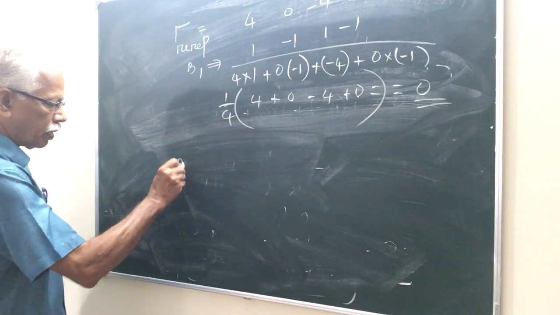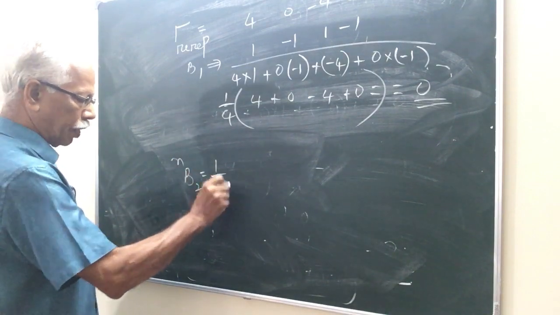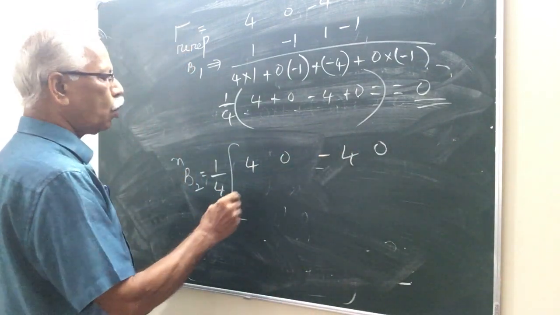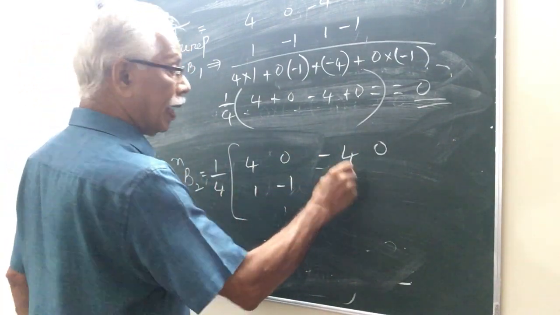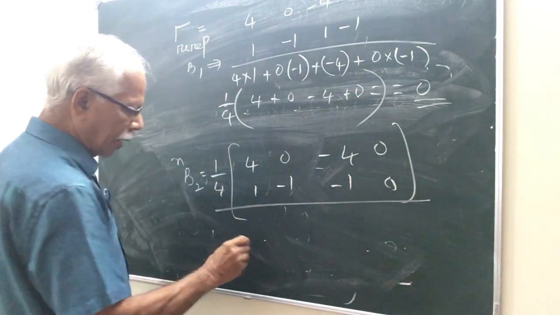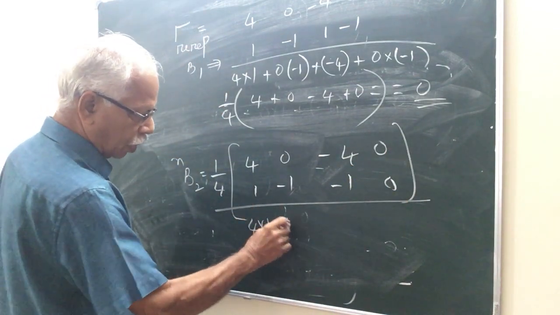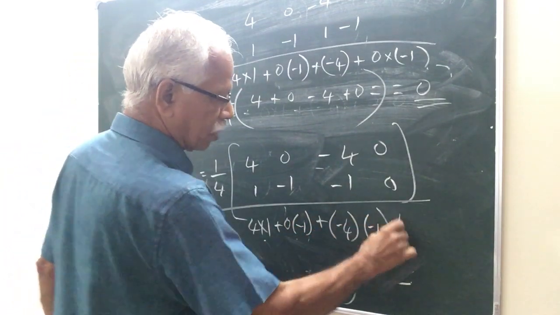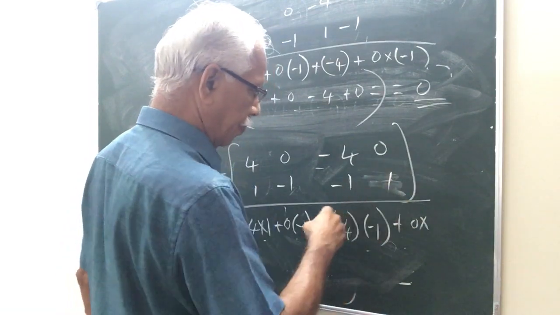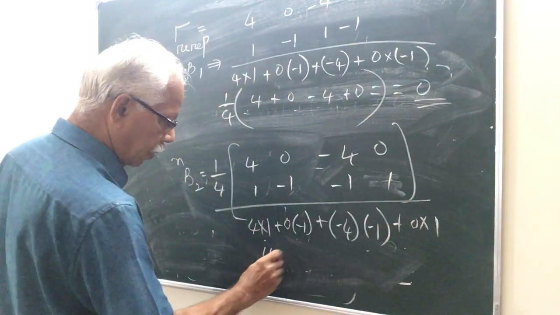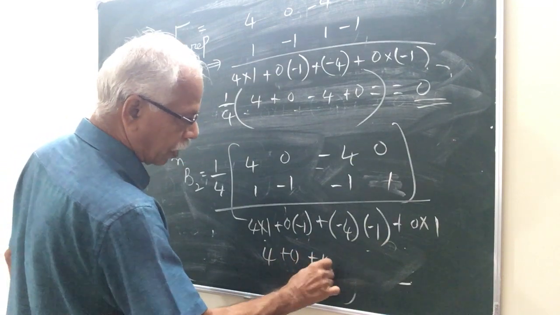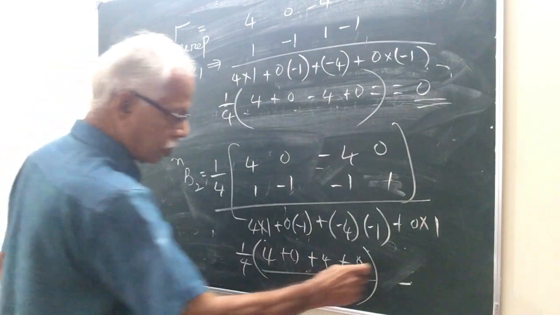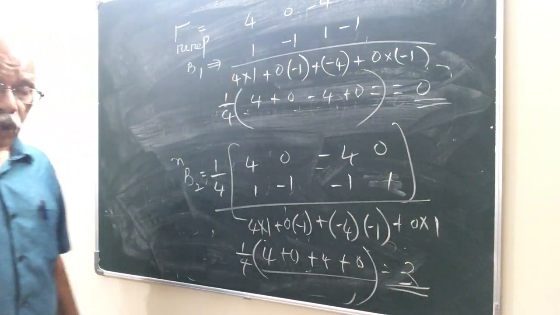The number of times B2 occurs is 1 by 4 into 4, 0, minus 4, 0. B2 means 1, minus 1, minus 1, 1. If you multiply and add: 4 into 1 plus 0 into minus 1 plus minus 4 into minus 1 plus 0 into 1. So it is 4 plus 0 plus 4 plus 0 into 1 by 4. So it becomes 2. So what is our conclusion?